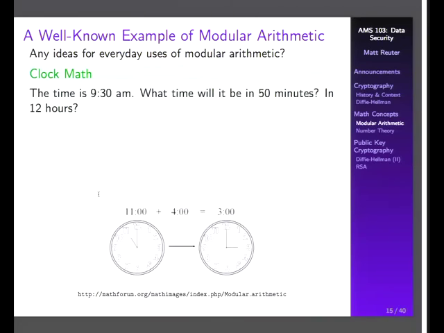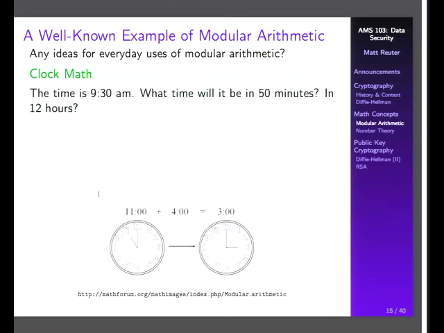So the idea, okay, so I overshot. It's only 9:05. I know, you wish it was 9:30. The time is 9:30. What time will it be in 50 minutes? No, seriously, what time will it be in 50 minutes if it's 9:30? It's going to be 10:20. Okay. And at 10:20 a.m., what time will it be in 12 hours?